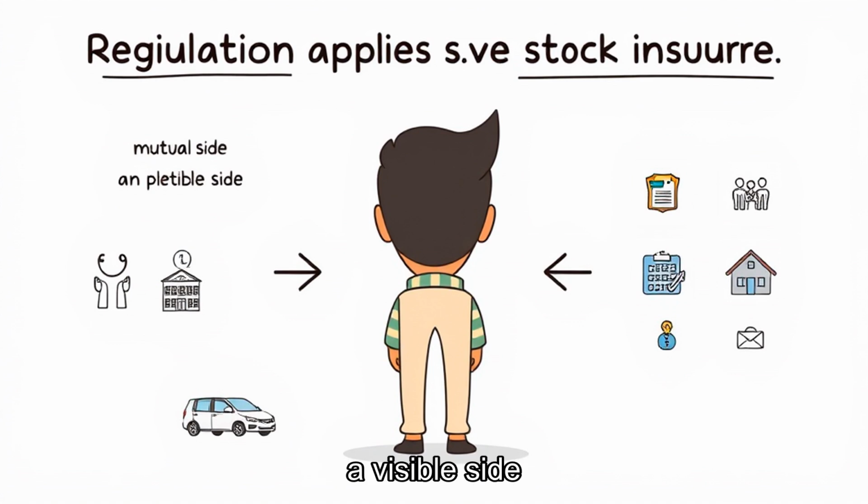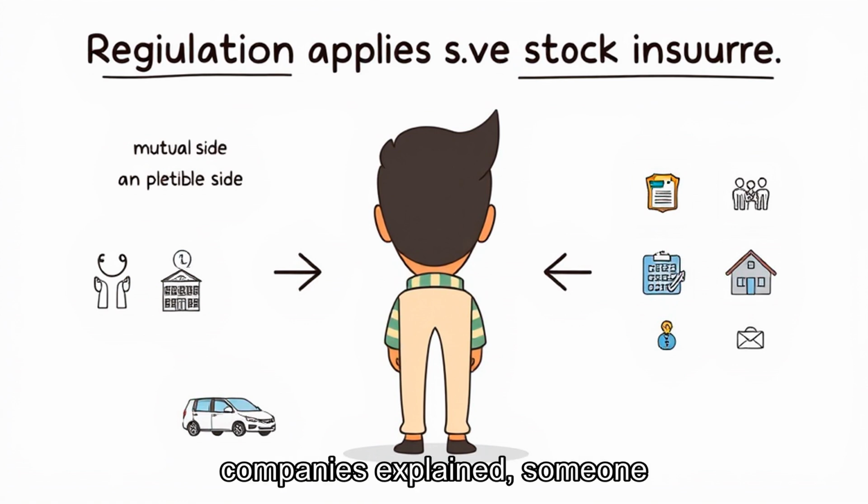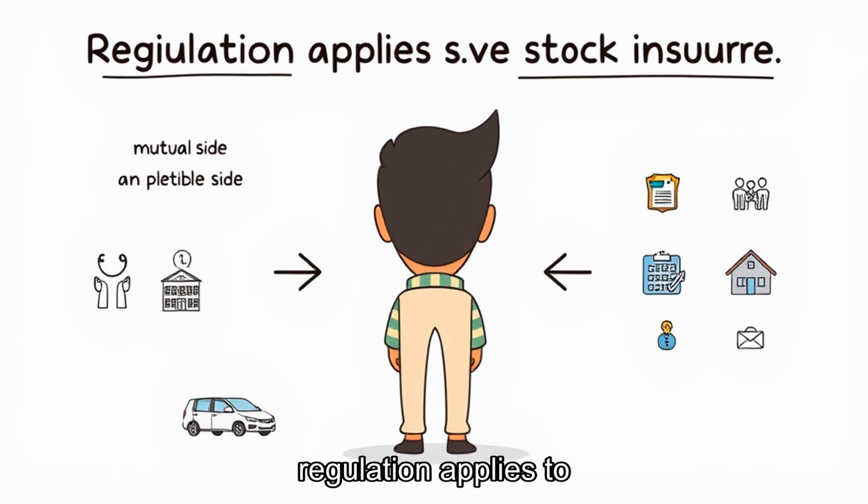In mutual versus stock insurance companies explained, someone may notice that regulation applies to both. Insurance departments monitor solvency, reserves, and market conduct. Ownership does not remove public oversight. Seeing the cause early gives people more room to respond well in mutual versus stock insurance companies explained.